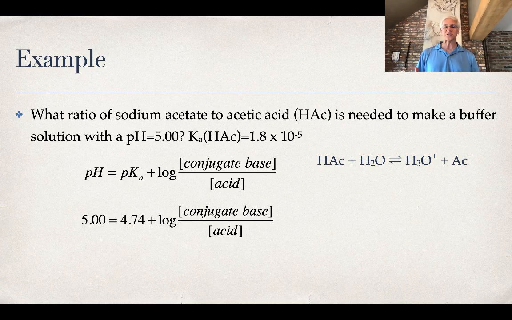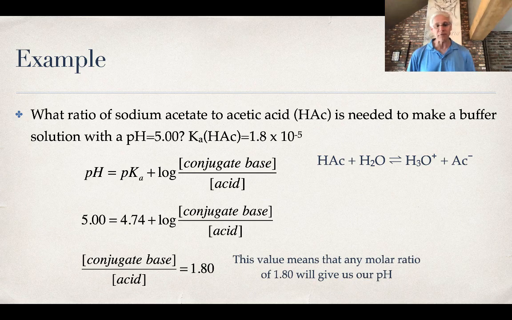We don't know our concentrations of base or acid. We weren't told any of that information. Turns out we don't need the concentrations. All we need to know is the ratio of the concentrations. So when we solve for our ratio of conjugate base to acid, we get a ratio of 1.8. And so what that means is that any molar ratio of 1.8 will give us our pH.